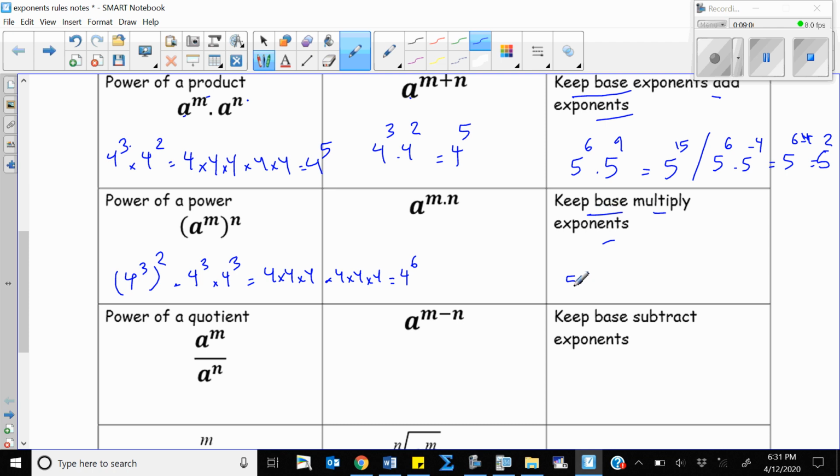Another example, let's say I have 5 to the 2, to the power of 8. I just need to multiply the powers. So this will be 5 to the power of 2 times 8. It's 16.